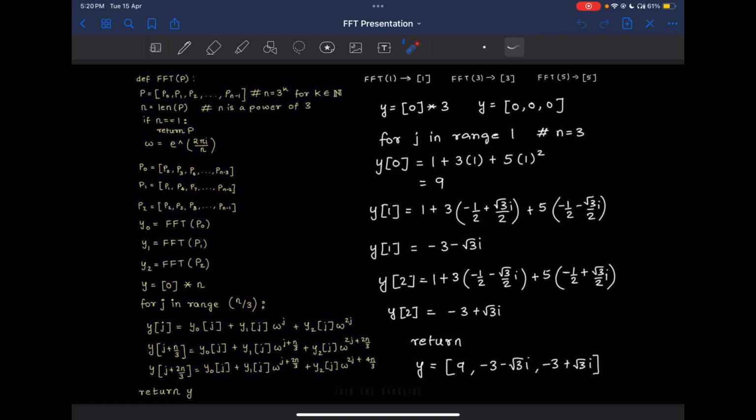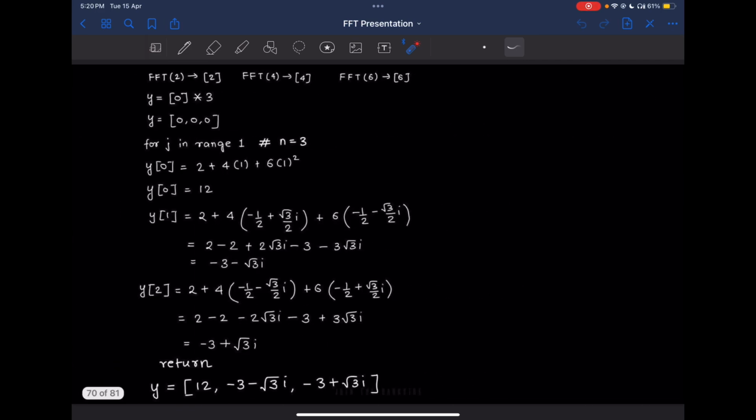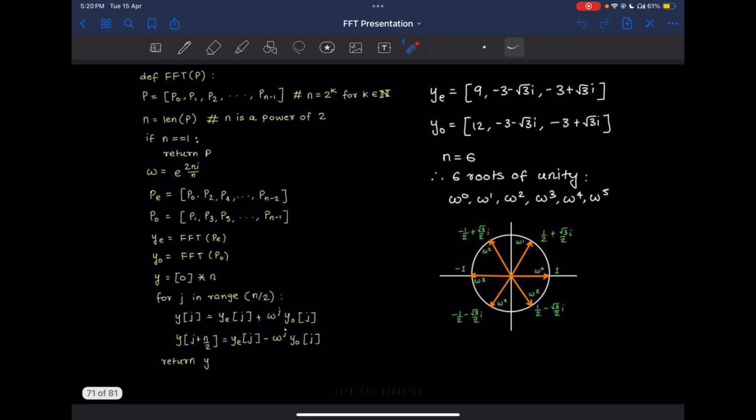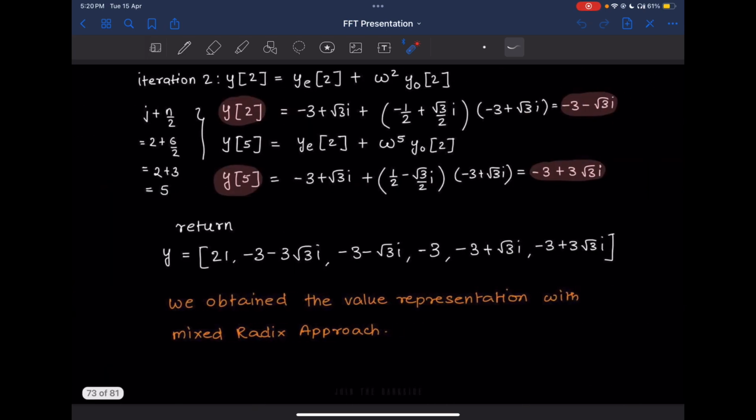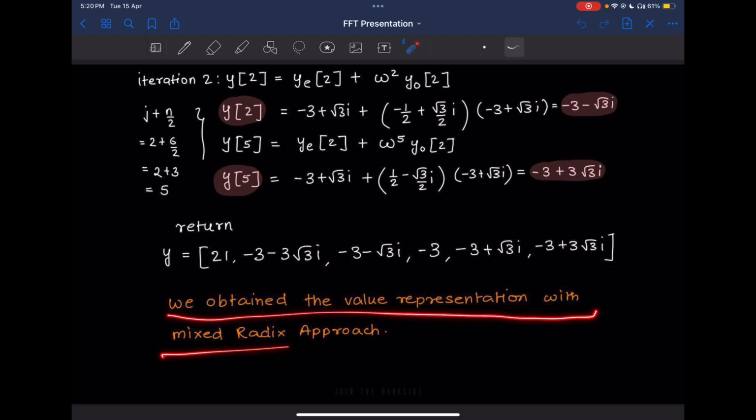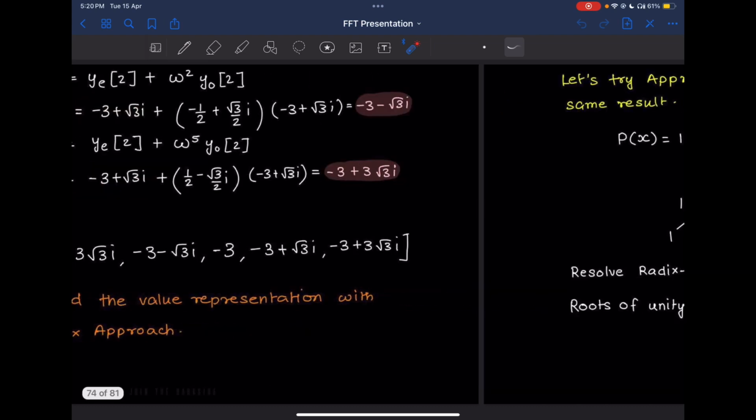So I perform the operations and computations and I get the resultant array value, and then I go to the next level of recursion and get the final solution further on, okay, where my final solution is this. Therefore, we obtain the value representation with the mixed radix FFT approach.